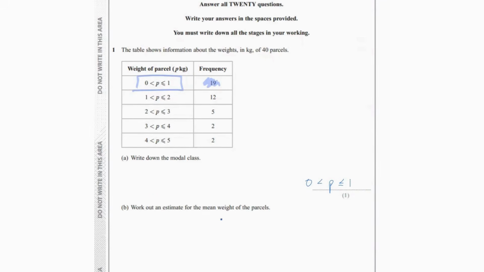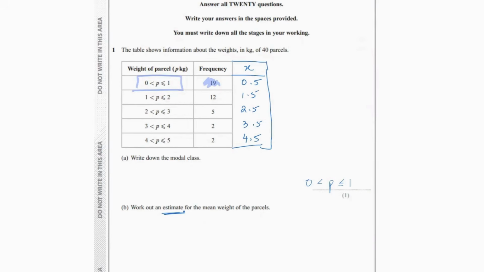Then work out an estimate for the mean height of the parcels. So very easy. Always remember, make a separate column over here where you will find the midpoint of the class intervals. That will be your x value. So the midpoint of 0 to 1 is 0.5. Midpoint of 1 to 2 is 1.5. Midpoint of 2 to 3 is 2.5. 3 to 4 is 3.5. And 4 to 5 is 4.5.